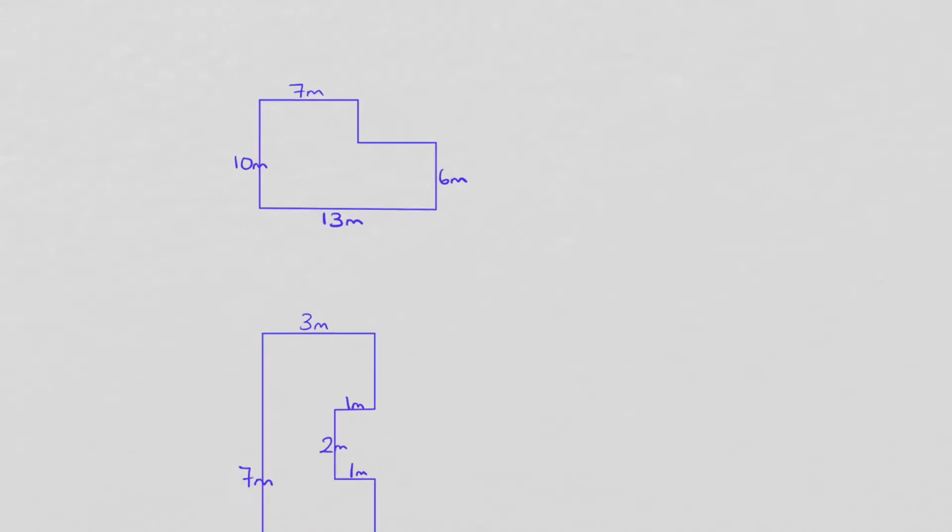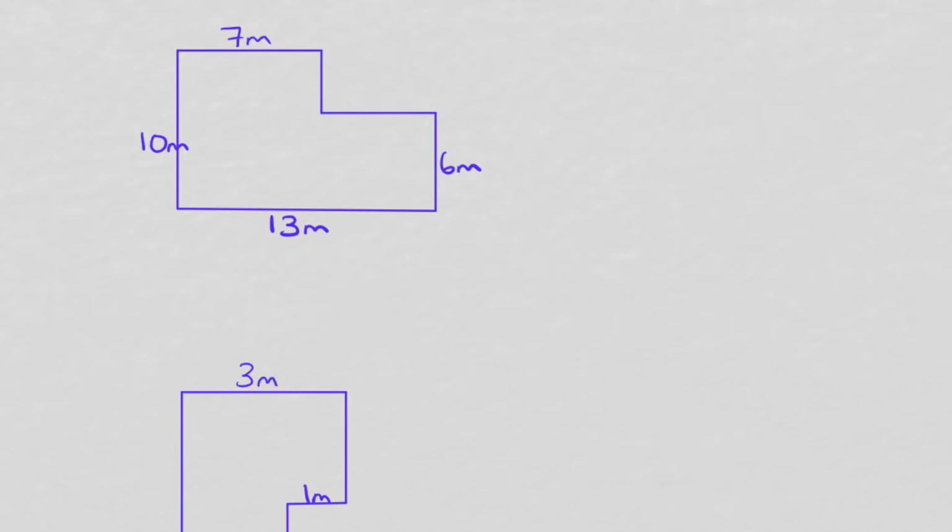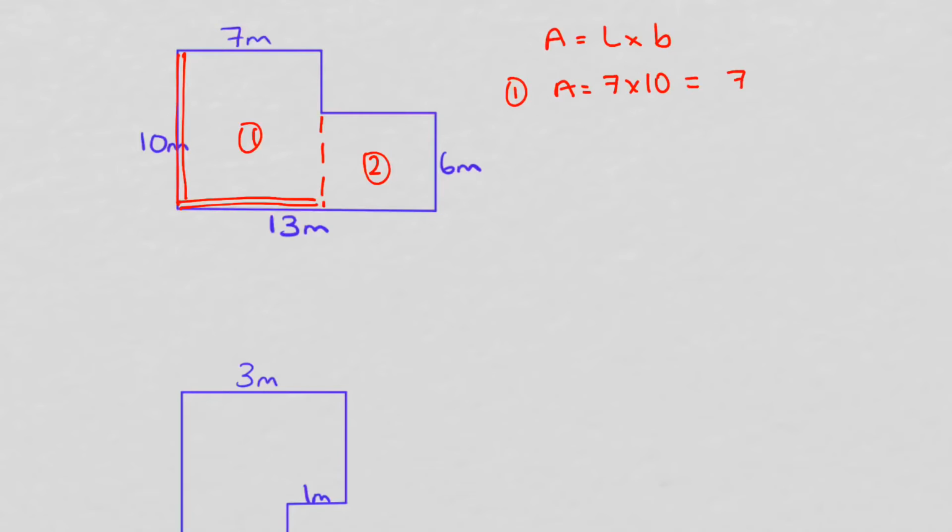Okay, so that's them. On to the composite shapes now. So for the first shape, I think I'm going to split this into two rectangles like that and call that 1 and 2. Okay, so they're both rectangles, so we're only needing to write down the formula once though. So area 1 is length times breadth, so it's that times that. So that is 7 and that is 10. So that's 70.